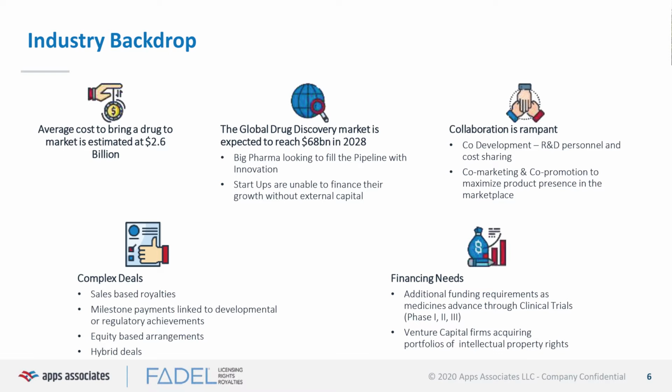There's typically royalties based on sales, right? So when the drug, or device, is finally approved, there's royalties that have to be paid out to the owner of the intellectual property, and they can be geography based.